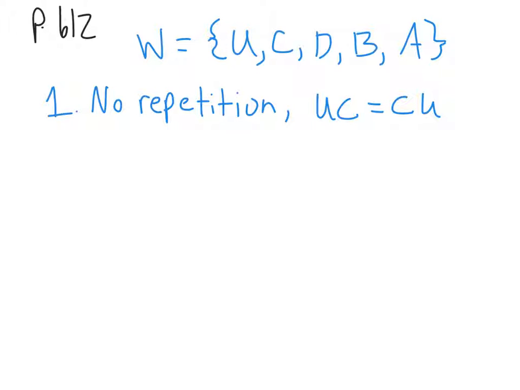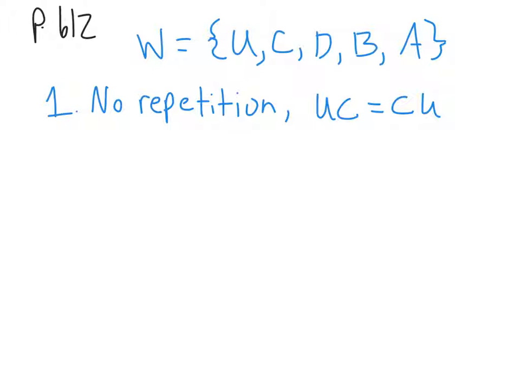So we're taking 2 of these 5 objects without repetition, so no repetition, and order is not important. That's what this UC equals CU means. This means as long as you select a U and the C, it doesn't matter if you flip their order around. That's what they mean by order is not important. So we're not going to list these 2 outcomes as separate outcomes. It's actually the same thing, so we'll just list UC and we won't worry about CU.